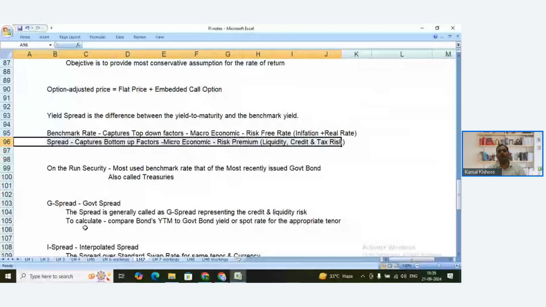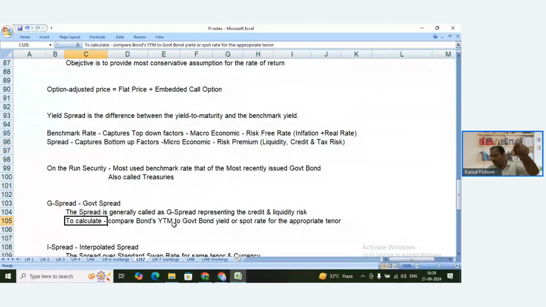To calculate, compare your bond's YTM, your corporate bond's YTM or any bond's YTM, to the government bond yield, which is also called the spot rates for the government bond, for the appropriate tenor, 3 years, 4 years, 3 months. Sorry, generally the tenor means the reset, 3 months, 6 months. G spread, understood? At a high level, it is the spread between the government bond, the risk-free bond, and the risky bond. The difference, the risk premium, is your G spread. Now the I spread.